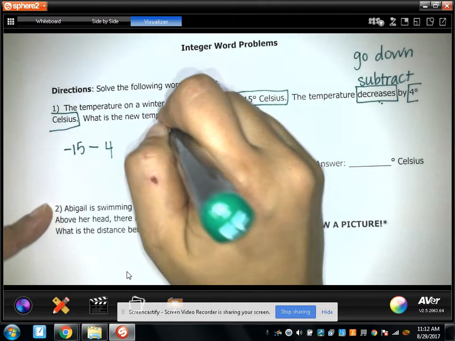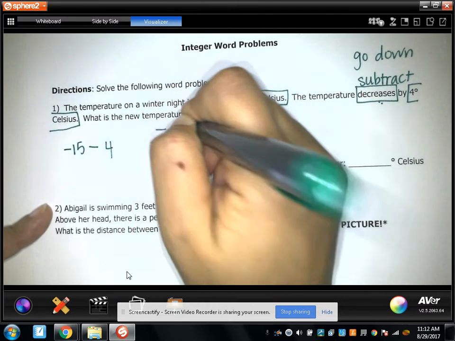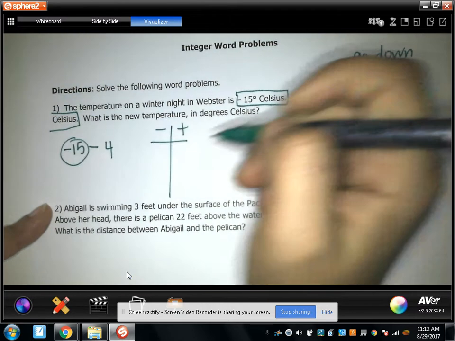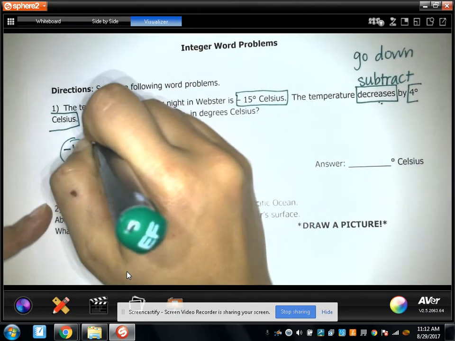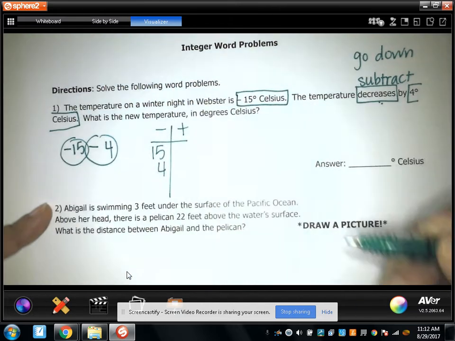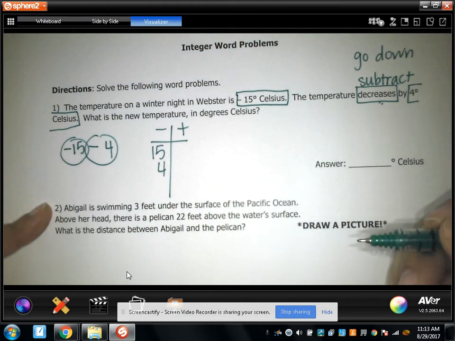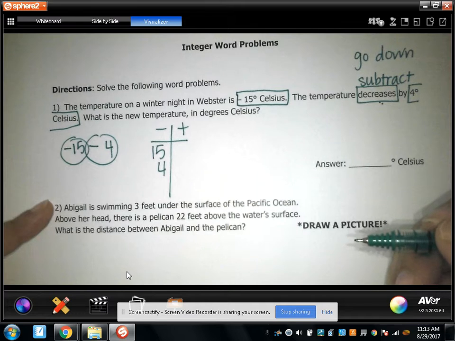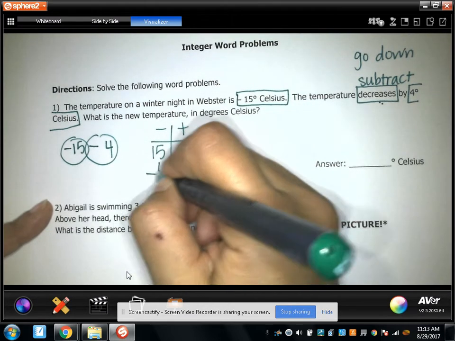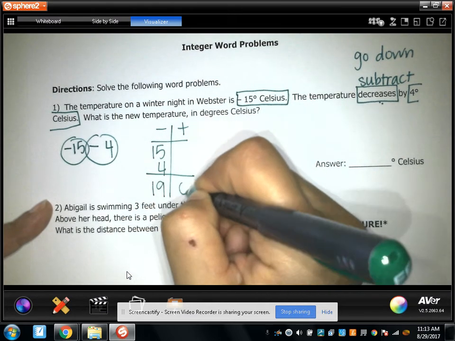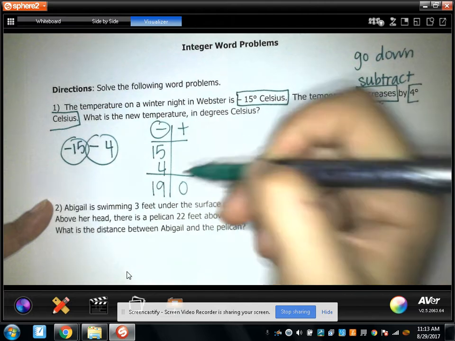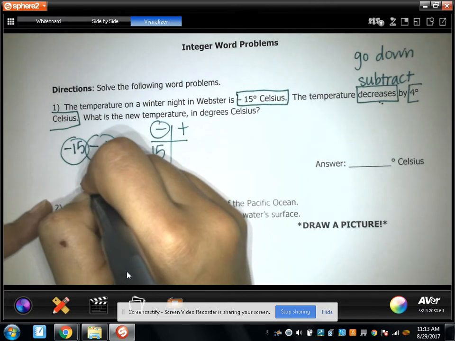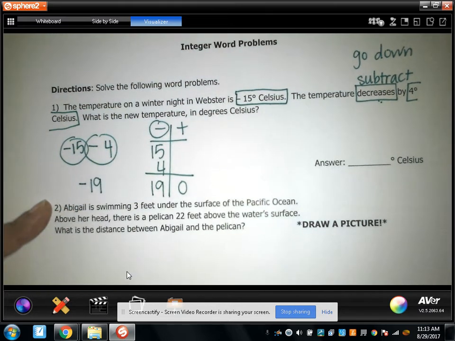I could make a scoreboard here. Negative 15 and negative 4. Both of those numbers are negative. Did positives win anything? No. So my final score is negatives win by 19 points. The new temperature is negative 19 degrees.